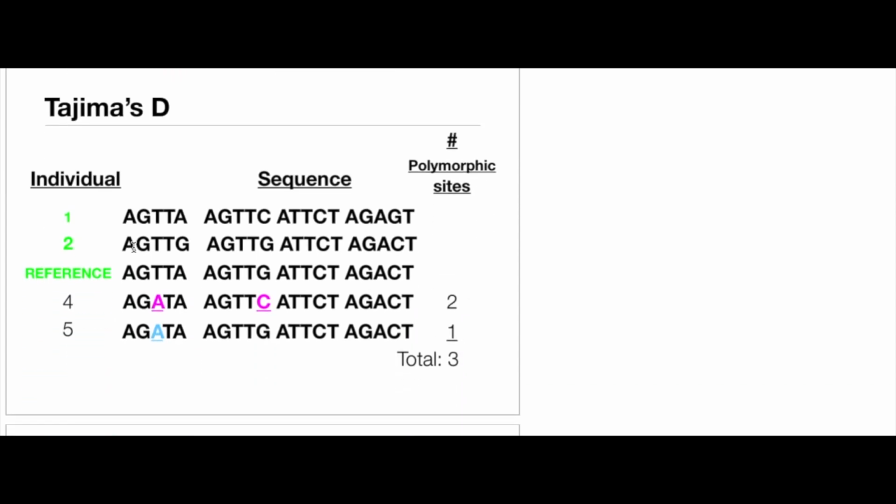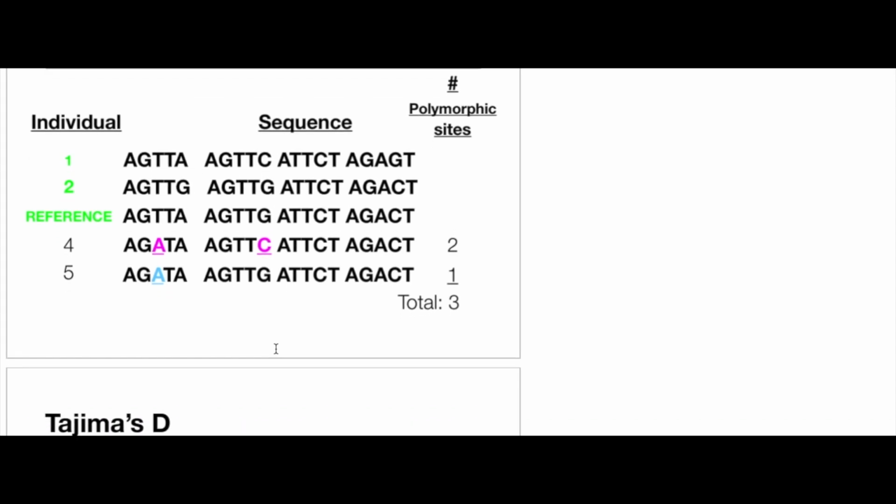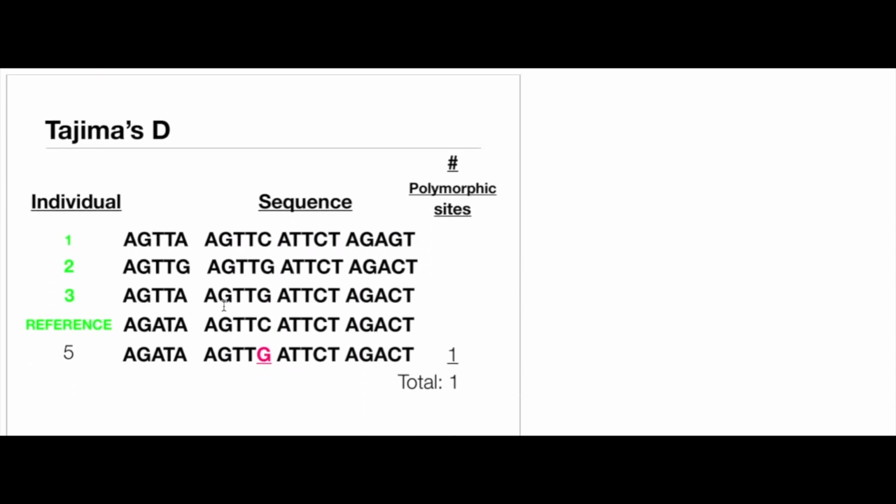Let's move on and use the third individual as a reference. We compare the 4th to the 3rd, and the 5th to the 3rd again. The number of polymorphic sites is 2. These are the nucleotides that are different from this sequence. So the total number is only 3 in this example. What if we use the 4th individual as a reference? We compare this 4th individual with the 5th. We can see that the nucleotide sequences are pretty much the same, except here, instead of having a C, we have G. So the number of polymorphic sites in this example is 1.